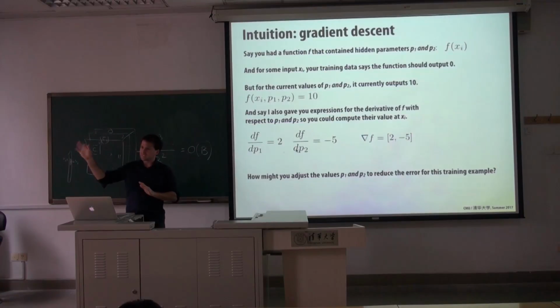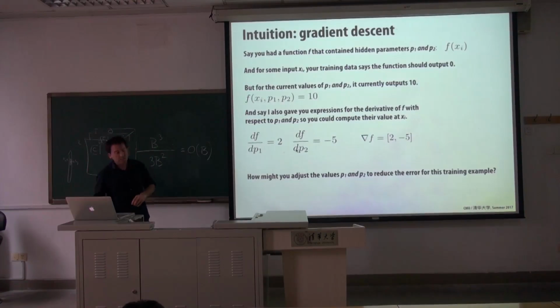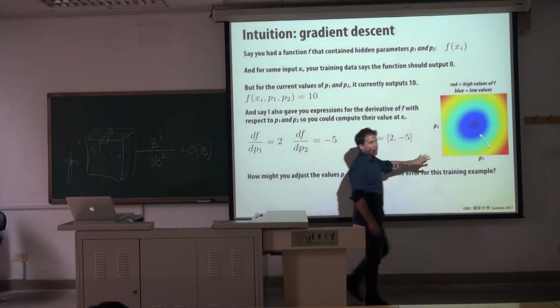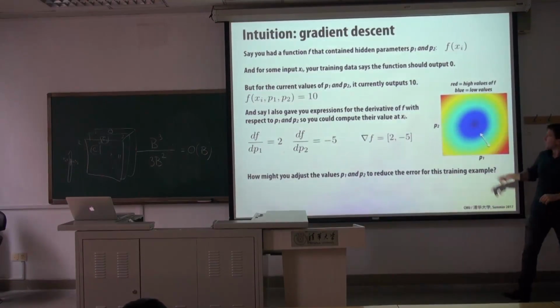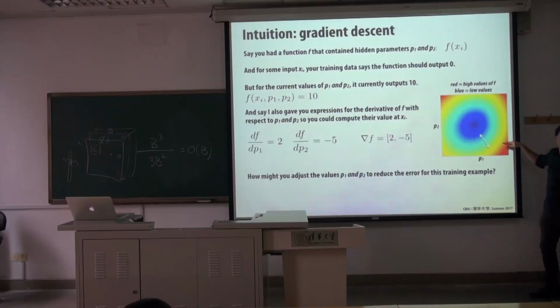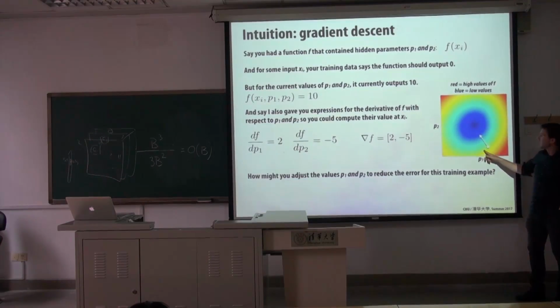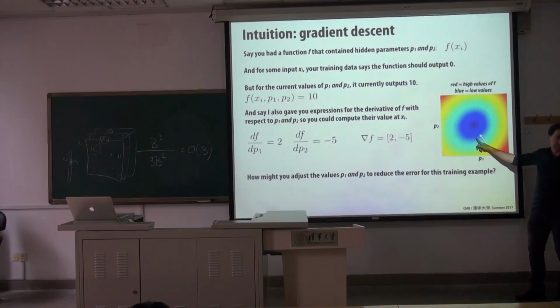P2, because it's more sensitive to P2. So in other words, what we're doing is we're saying that if this is a plot of the value of f, where blue is 0 and red is a high number, and my current values of P1 and P2 put me here in P1 and P2 space, I just need to walk in the direction of the negative gradient. So the derivatives tell me how I should change the parameters to get closer to my target output.